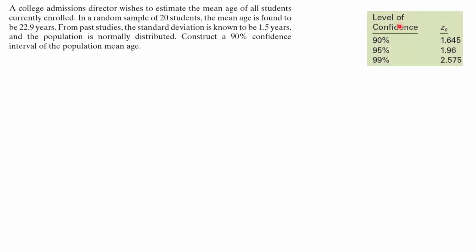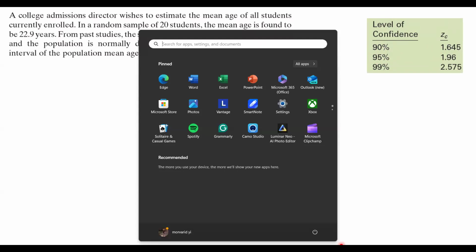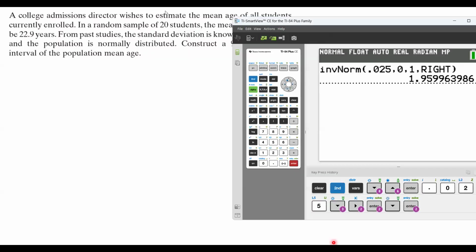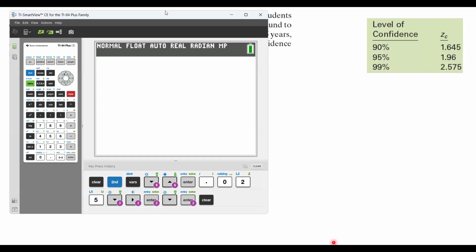Remember that when you have a level of confidence of 90%, the critical value is 1.645. For 95%, the critical value is 1.96. For 99%, the critical value is 2.575. Let's take a look at the calculator for a bit to feel comfortable calculating these critical values one by one.